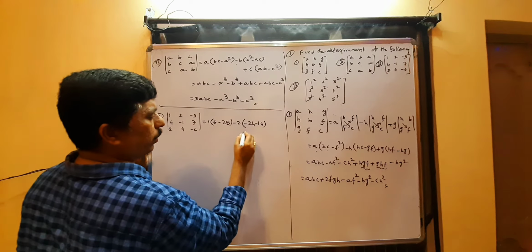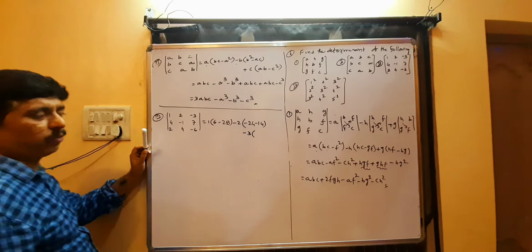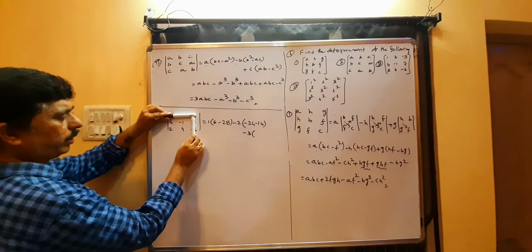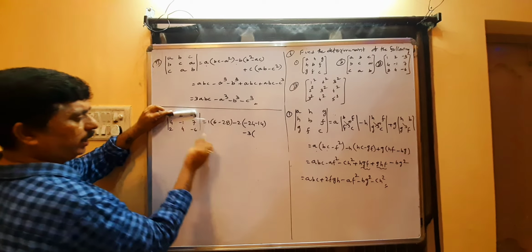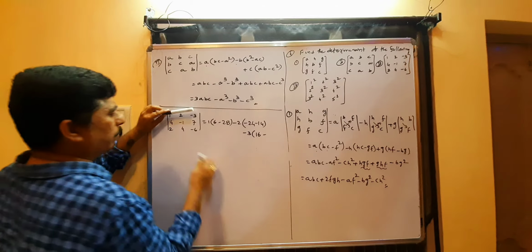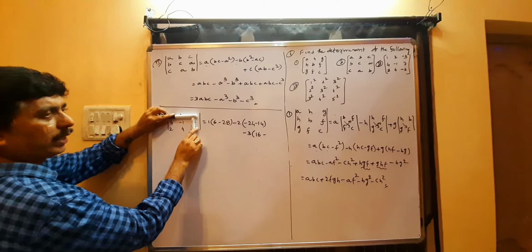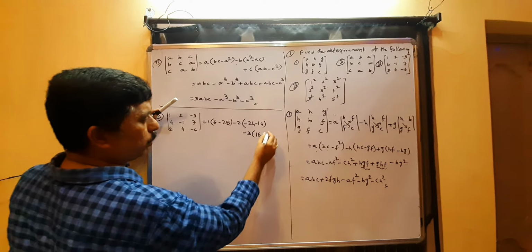Last, minus 3 into the determinant after closing the first row and third column. Now you can do the determinant: 4 into 4 is 16, minus 2 into minus 1, minus into minus is plus 2.